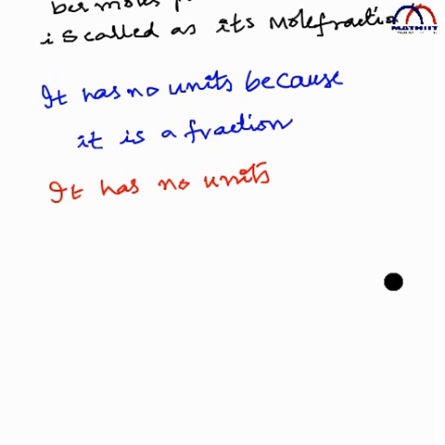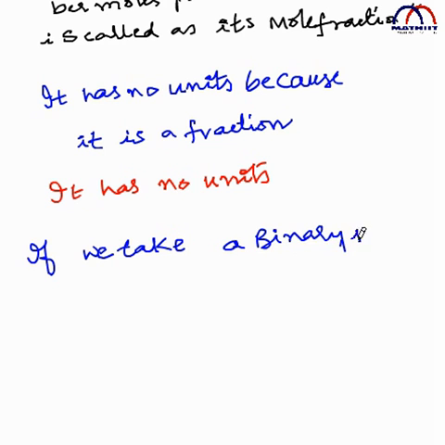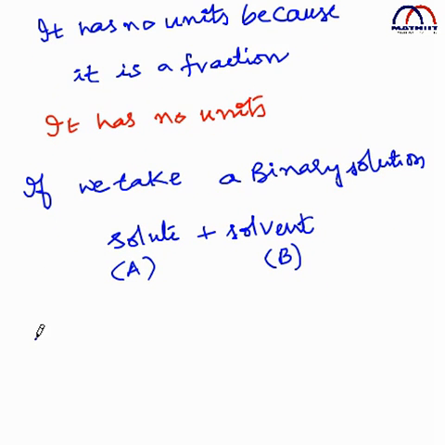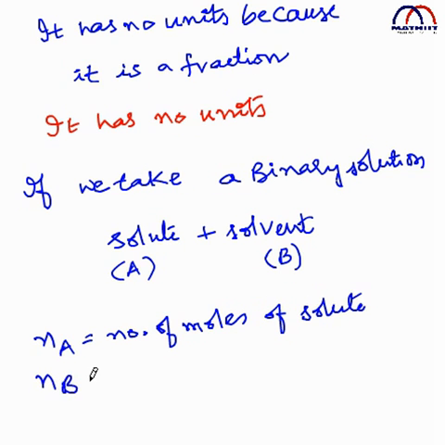Suppose you take a simple solution, a binary solution, which contains both solute and solvent. Let the solute be A and the solvent be B. Now Na represents the number of moles of solute, and Nb represents the number of moles of solvent.